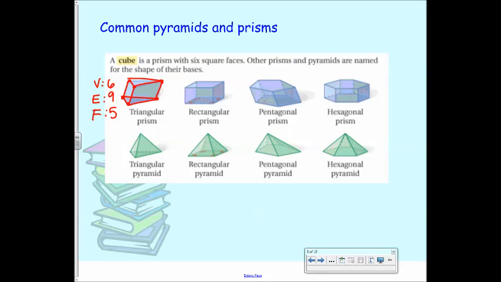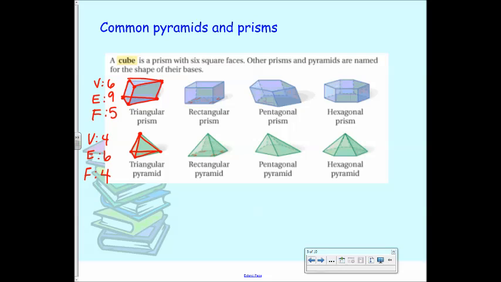How many vertices would this have? 4. It has 3 vertices on the base, and then they all go to a common one at the top. How many edges would it have? 6. And then how many faces? 4. So there'd be the base and then the three sides. Okay? So this is how we classify all of these.